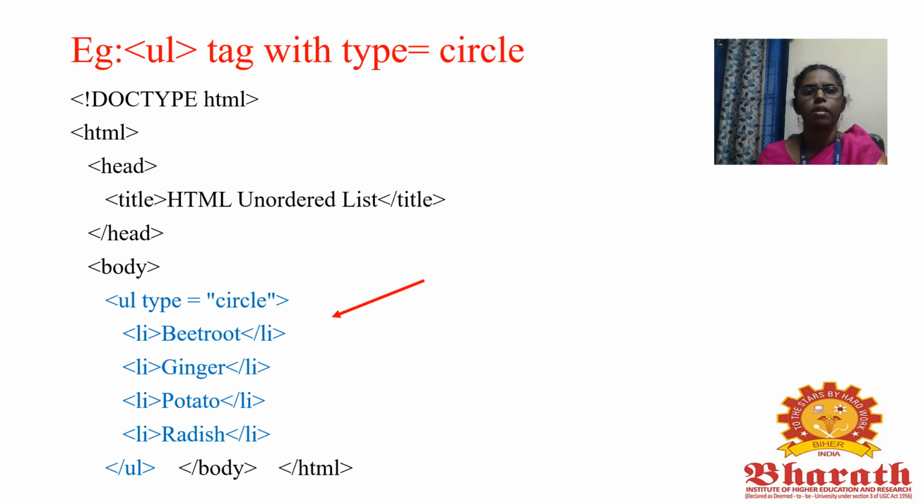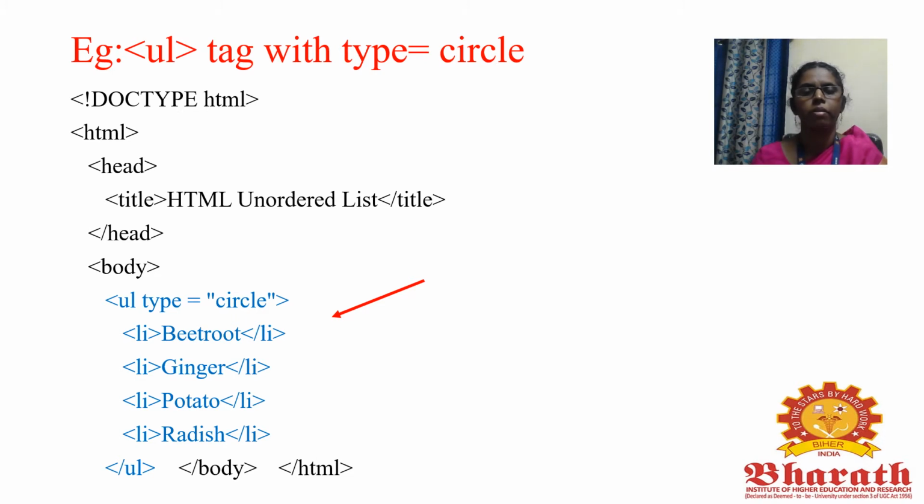Third example is the UL tag with type is equal to circle. So here first we have to start the HTML, then after that we have to write the head. Within the head, we have to specify the title. Then we have to close the head.